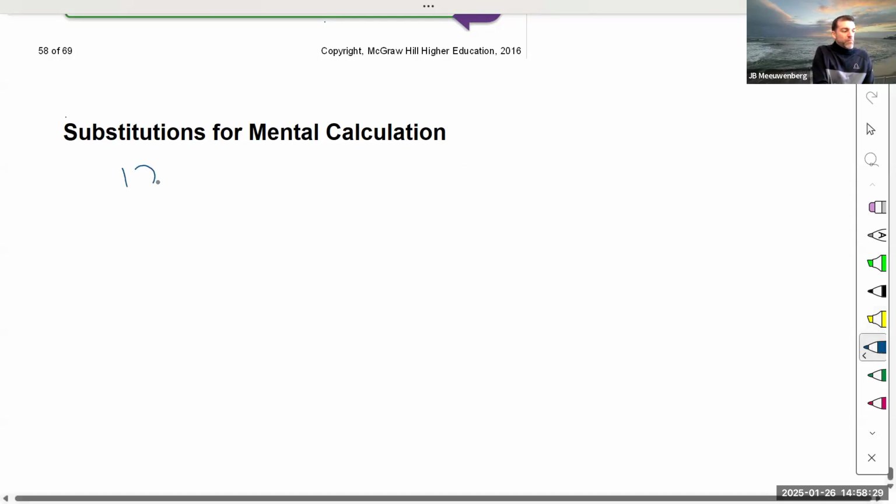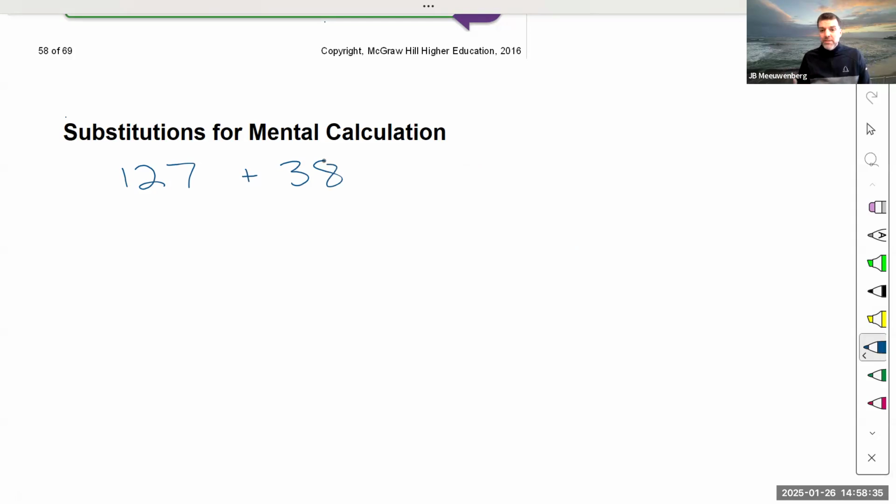So imagine the problem 127 plus 38. Say you have to do that mentally. There are several different ways you could do it. Pause and see if you can do it on your own first, and then come back. So this kind of combines the previous method as well, looking for nice numbers. Again, there's not just one way to do it. Here's what I would do. If it were me, here's what I saw.